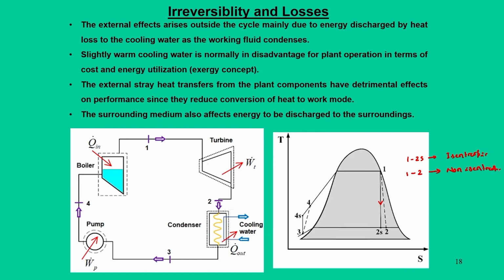Now, the same effect comes: instead of the saturated liquid region, the discharge may happen at a further drop in pressure. So it comes at 3, a subcooled region, which is 3. Now, from 3 to 4, this process is called the pump. If this process happens in an isentropic manner, we say 3 to 4s is isentropic, and 3 to 4 is non-isentropic.